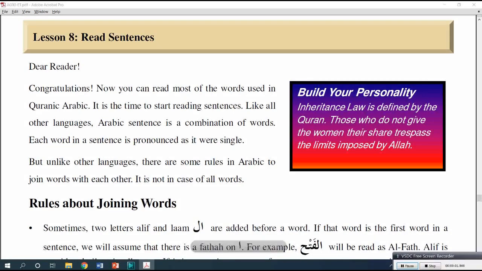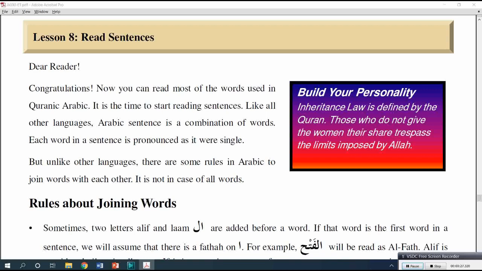Bismillah ar-Rahman ar-Rahim. In the Quranic Arabic program, today the topic is reading sentences. Because in Arabic, many words are merged with each other.